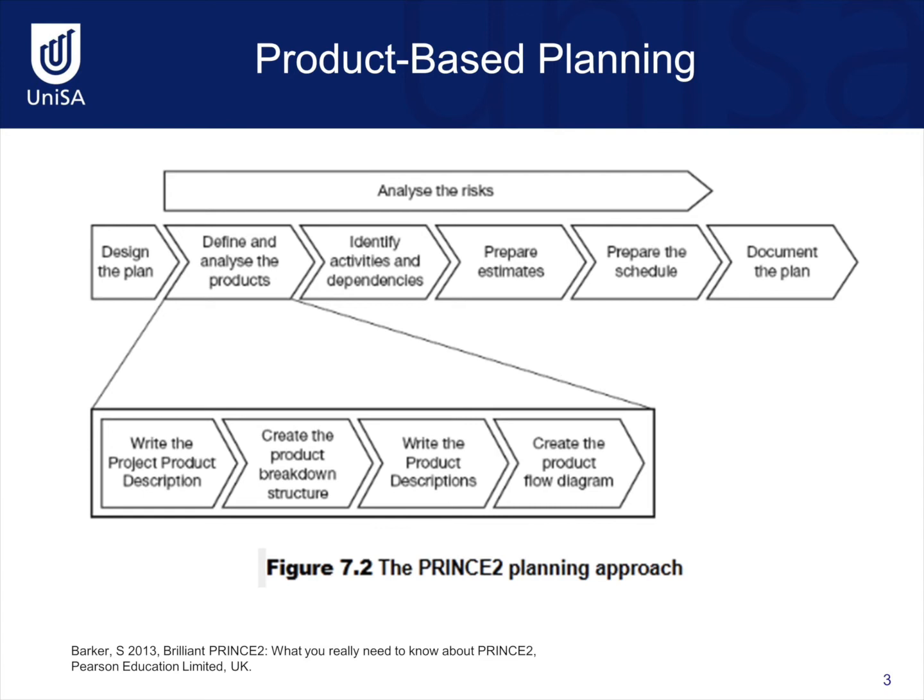Once the project product description has been written, we create the product breakdown structure. We then write the product descriptions for each of the products in the product breakdown structure, followed by the creation of a product flow diagram. This can inform and provide the dependencies amongst the particular products and whether there is a sequence in which things need to get done.